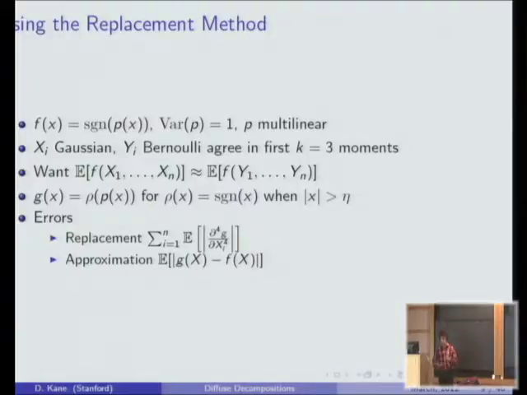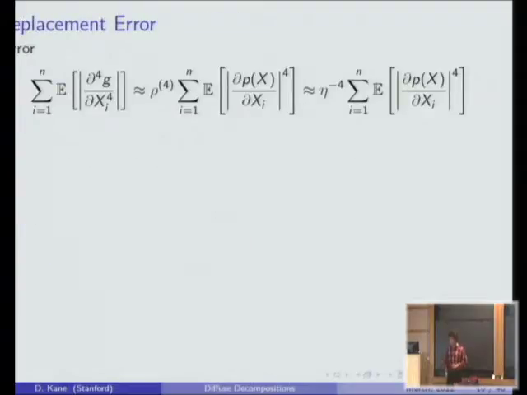Okay, so we've got two sorts of errors to deal with. We have the error from actually running this replacement, and this is roughly on the order of the sum of i is 1 to n of the expected fourth partial derivative of this function g. And next we have the approximation error, which is roughly the expected absolute difference between f of x and g of x. So starting with the replacement error, we want the fourth partial derivatives of g.